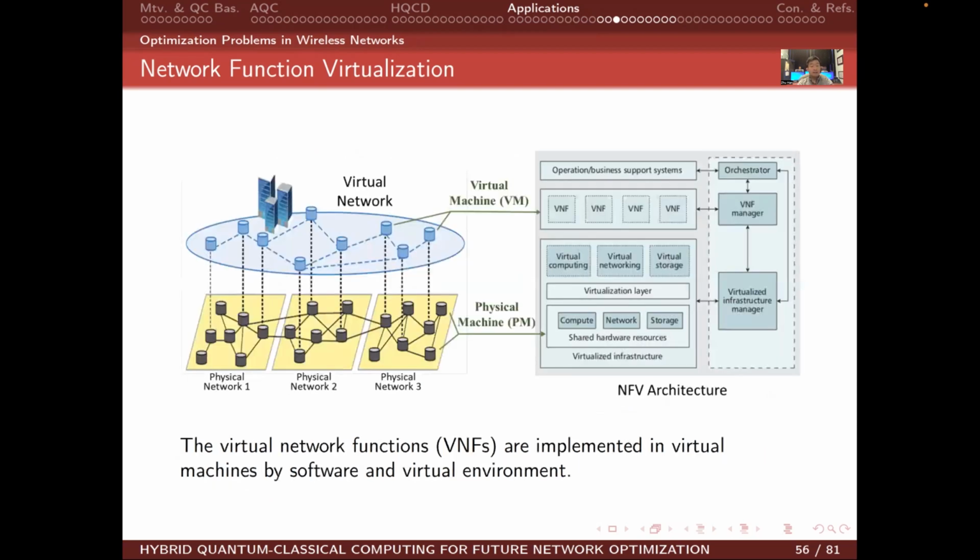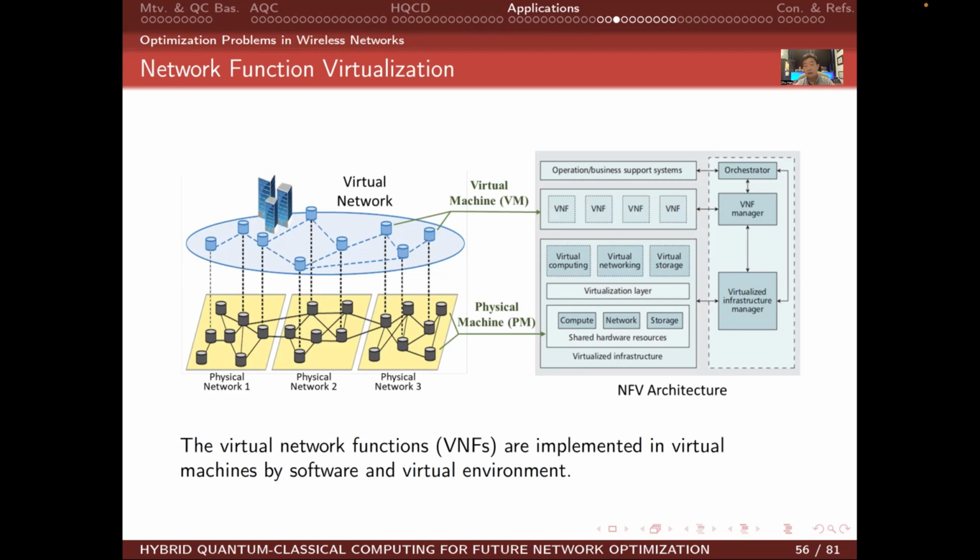And here, this is a virtual network function implemented in a virtual machine. So basically, we have different virtual networks. In order to implement, for example, a phone call, the system will try to find the available resources on the physical network, and then set up a virtual network, selecting available resources across the different physical networks, to implement the user's requirement.